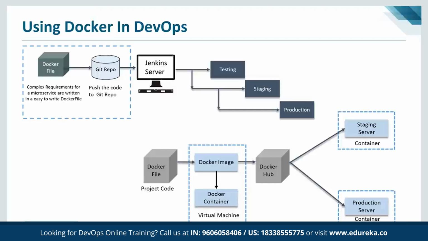So if you write a complex requirement for a microservice in a Docker file, upload that onto the Git repository. From the Git repository, Jenkins can pull that Docker file and build whatever was there in the developer's laptop into testing, staging, and production. Right? So these are the two ways in which you can use Docker in DevOps.